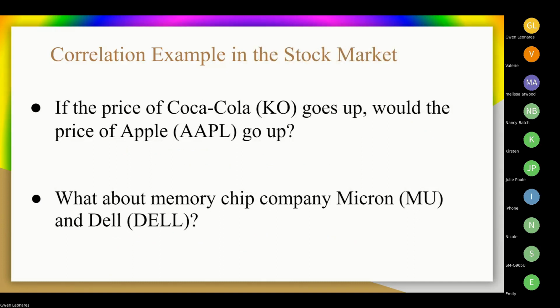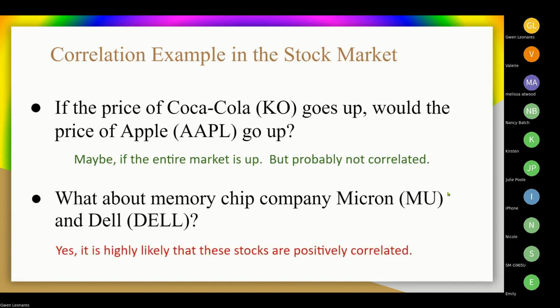No, okay. I said, maybe if the entire market's going up, it might look like it's correlated, but it's probably not correlated. What about the memory chip company Micron and Dell? Do you think they're correlated? Yes, they are correlated. And there's actually an article about it. Apparently in 2022, Dell was going down because I guess personal computers are not as desired now that we're not staying at home as much with COVID, and it brought down Micron a little bit.